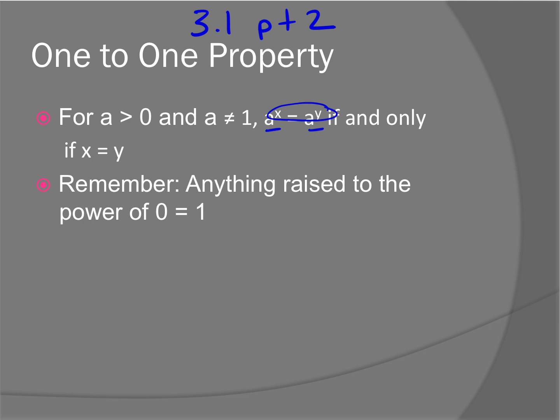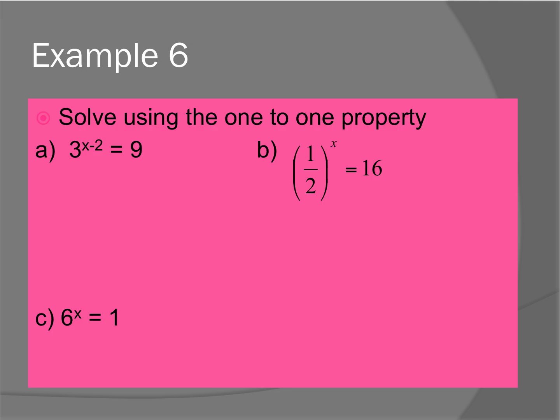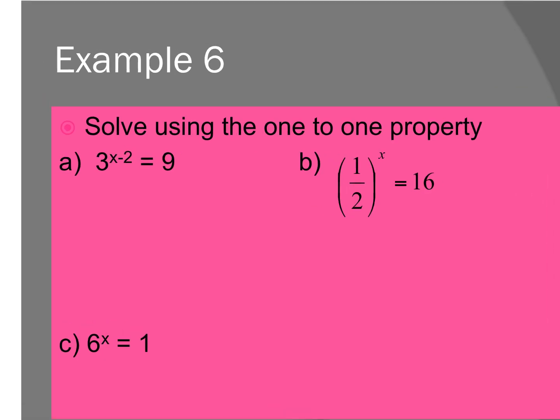And then keep in mind when we're solving, anything raised to the power of 0 is 1. So if I had 100 raised to the power of 0, what would this be? 1. Or if I had 17 to the power of 0, what is this? 1. So anything to the power of 0 is just 1. Keep that in mind when solving. So let's look at A on the next page.